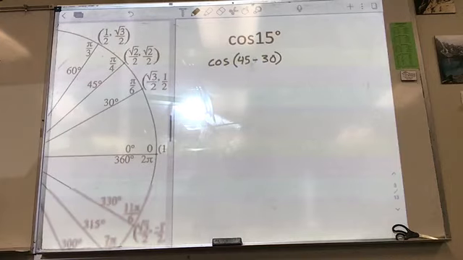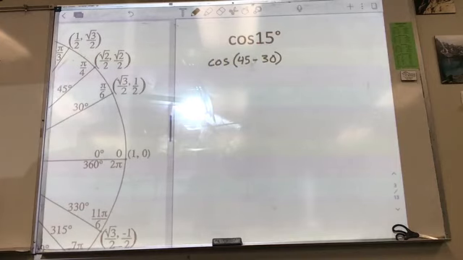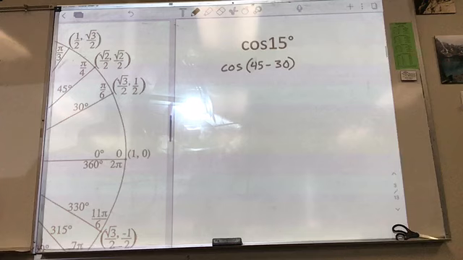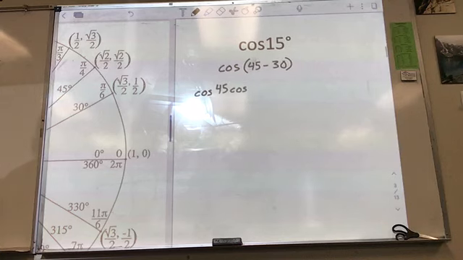Now that we've got that, I'll leave it over to the side, and we can use our formula. Our formula is cosine of A, and A is our first number, so cosine of 45, cosine of B, our second number. Cosine is the opposite symbol, so now it's a plus because we were subtracting. Sine of A, sine of B. This is something that would be on a no calculator portion.